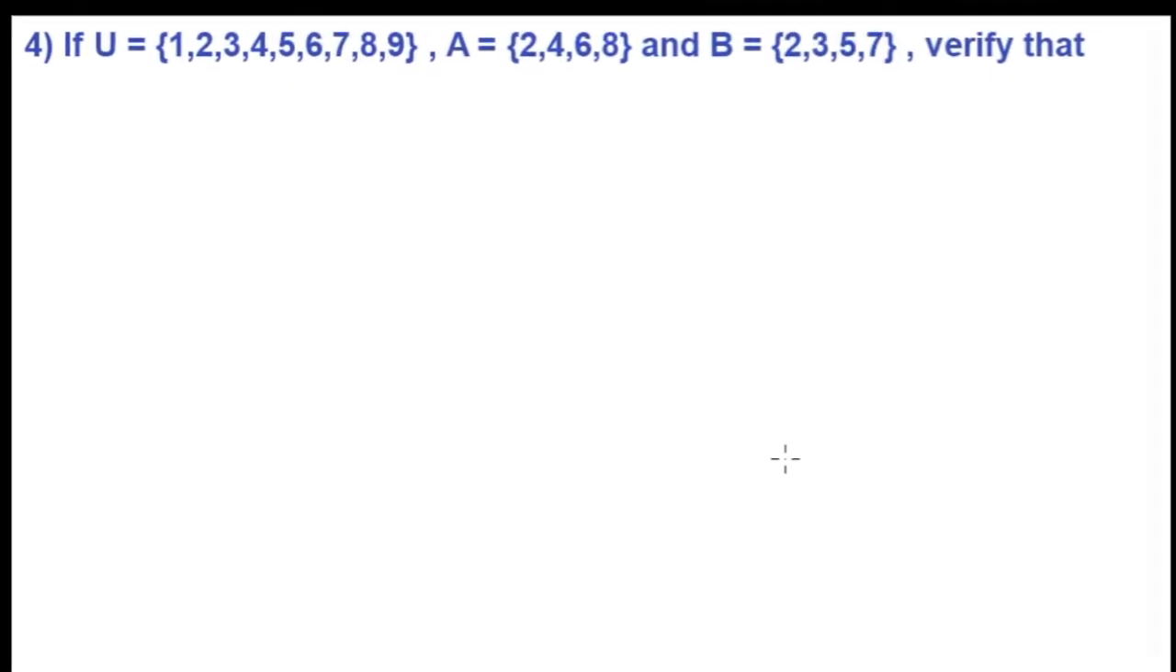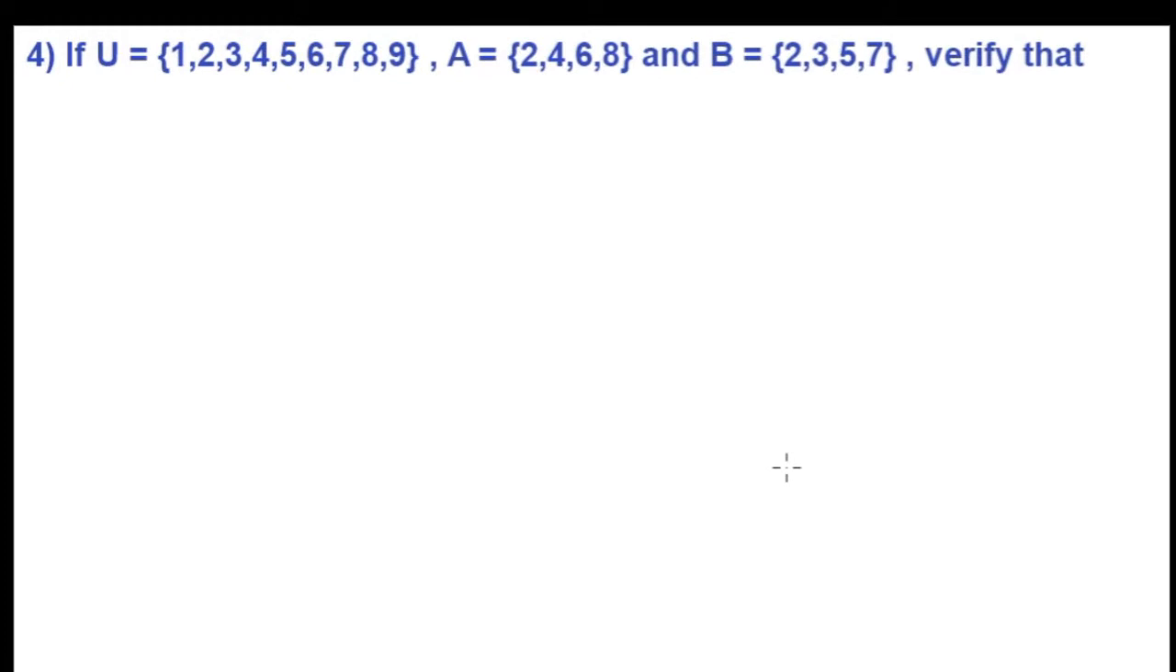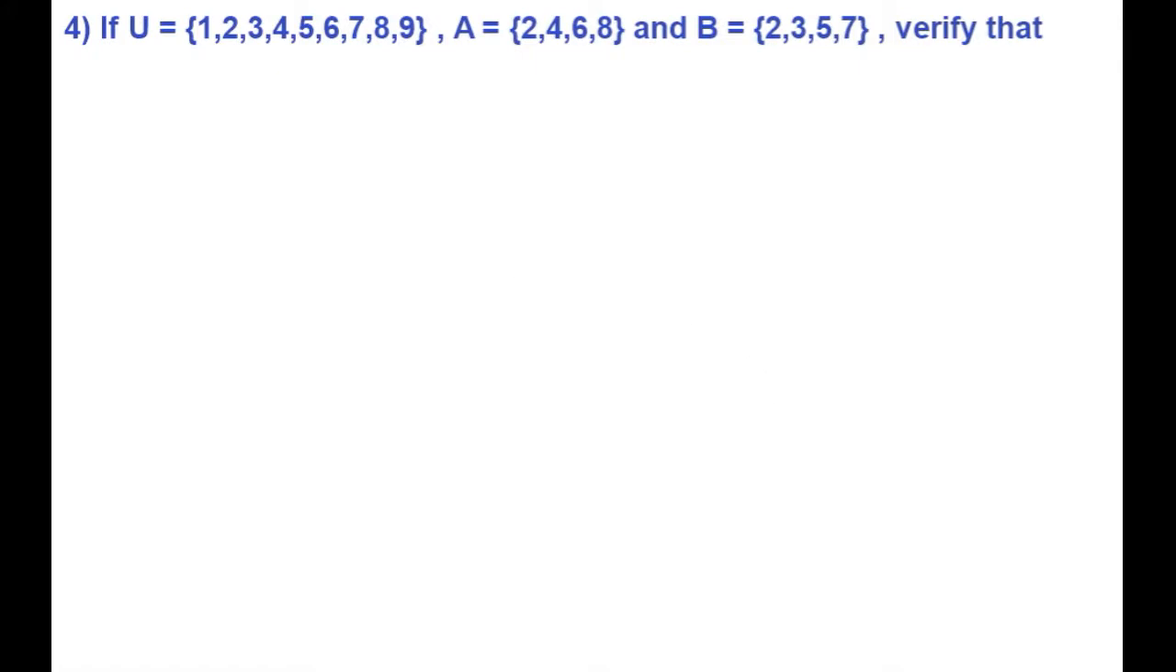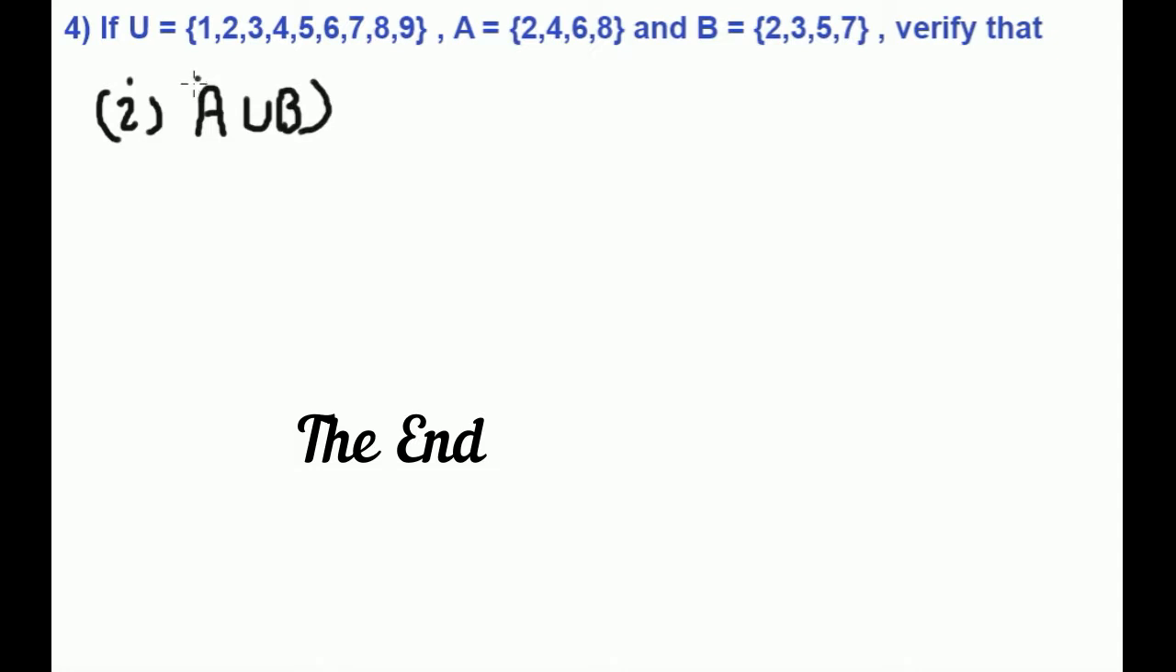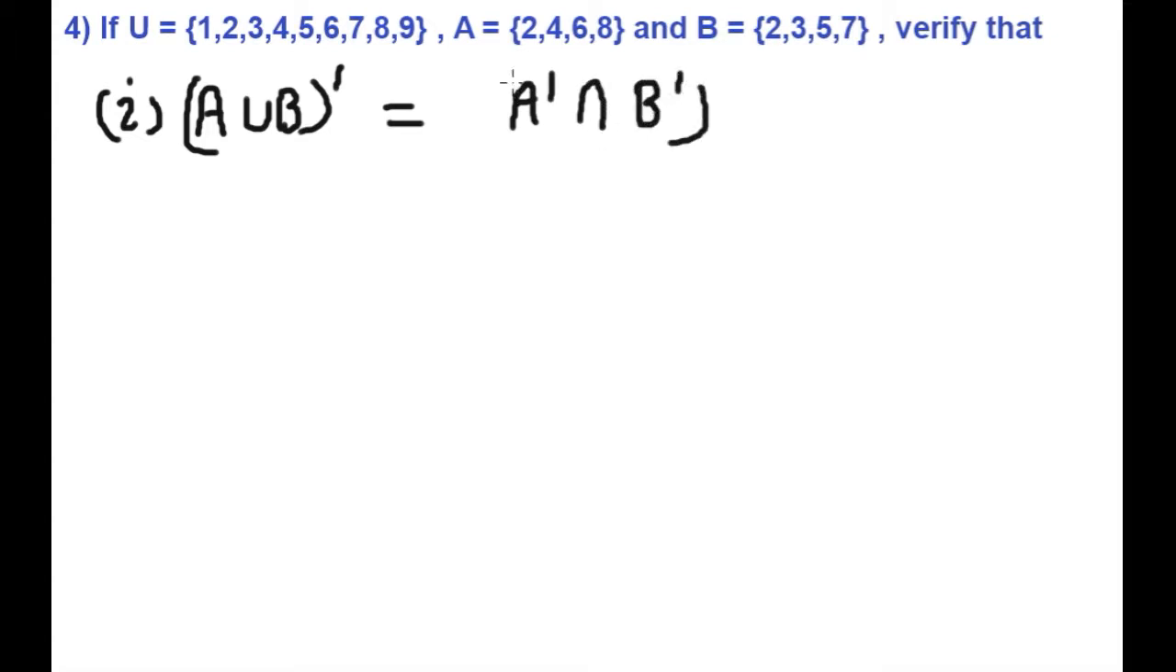Question number 4 is, if universal set is equal to {1, 2, 3, 4, 5, 6, 7, 8, 9} and set A is equal to {2, 4, 6, 8} and set B is equal to {2, 3, 5, 7}, then verify that. So the first question of verification is (A union B) complement is equal to A complement intersection B complement.